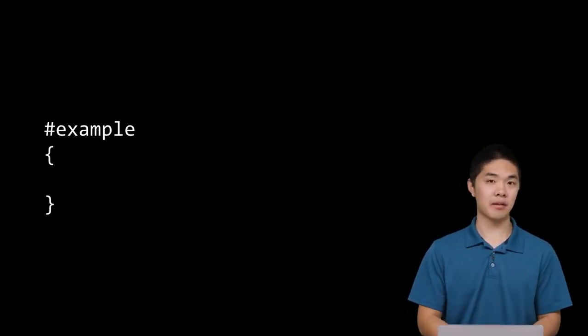sort of syntax. Hashtag example, where the hashtag or pound sign means find the element with an ID of example, where example could be any ID name you want. And then in between the curly braces, we're deciding on what CSS properties and values we would like to apply to the element that has an ID of example.